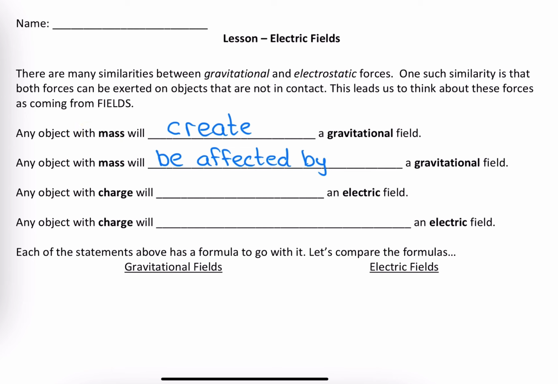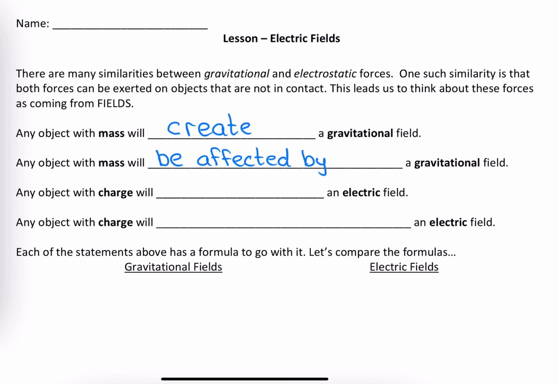And you, who have mass, are being affected by, you're being pulled by that gravitational field. And that actually works in both ways. You, because you have mass, are also creating your own gravitational field. And Earth, because it has mass, is being affected by your gravitational field. So this works in both directions. Everything with mass creates its own gravitational field, and everything with mass is affected by other gravitational fields.